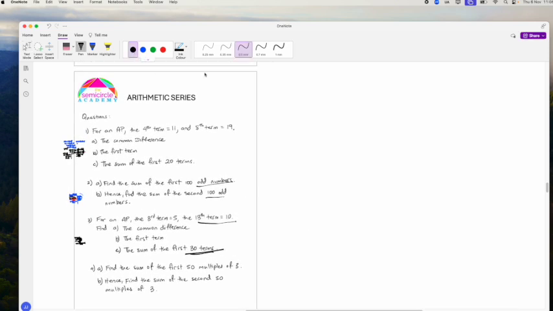So for number 4 here, we need to find the sum of the first 50 multiples of 3. With multiples of 3, what do we have? We have 3, 3 2s are 6, 3 3s are 9, 4 3s are 12, 5 3s are 15, and so on. The first term is 3, and the common difference, as you can see, if you add 3 going up the row, is also 3. And so we need to find the sum of the first 50 multiples of 3.